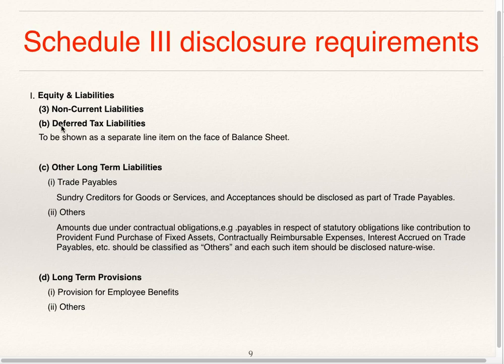Under non-current liabilities, the second subhead is deferred tax liabilities, to be shown as a separate line item on the face of the balance sheet. Third, under non-current liabilities is other long-term liabilities: trade payables, sundry creditors for goods and services and acceptances should be disclosed as part of trade payables.